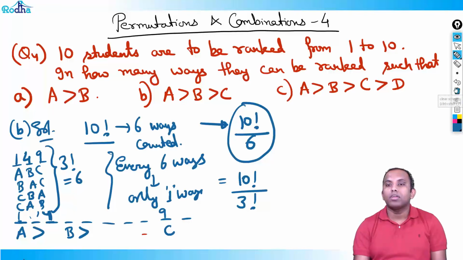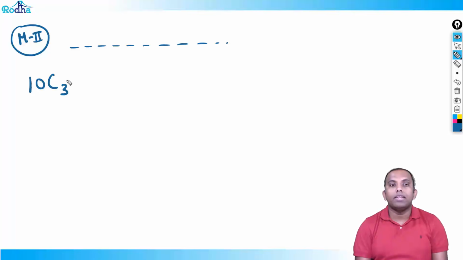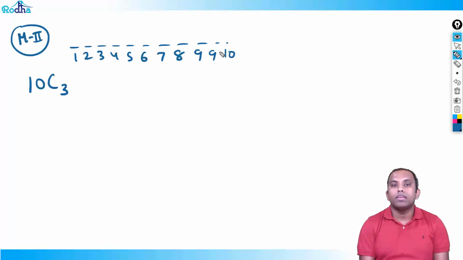Method 2 is also the same thing. Okay, we can discuss method 2 also. Out of 10 different ranks, I can select any 3 ranks for A, B, C in 10C3 ways, right? So out of 10 ranks, I can select any 3 ranks for A, B, C in 10C3 ways, right? So I can form 10C3.